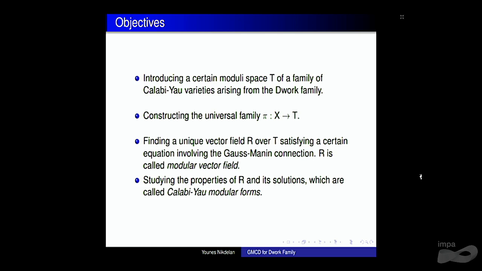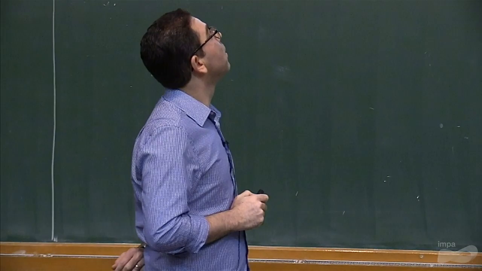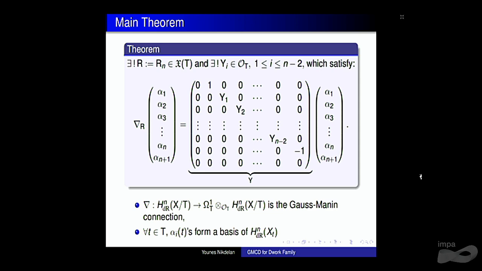Before starting, I just wanted to show the main theorem. It may seem strange, and I'll just show it, and then I will explain where the statement of this theorem comes from. The theorem says that there exists a unique vector field on the moduli space that we are going to construct, and unique regular functions on this space, such that this equation, which involves the Gauss-Manin connection on this family, is satisfied. Here we have a matrix, and the alpha i's are global sections that at each point give a basis of the de Rham cohomology of the fibers of the family.